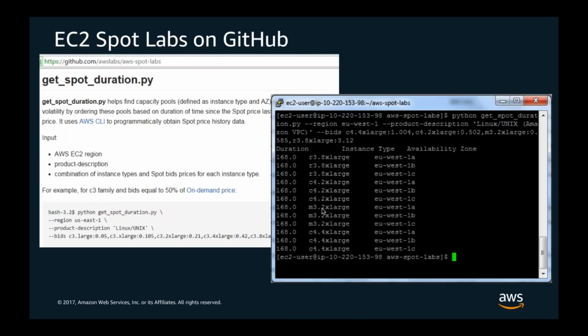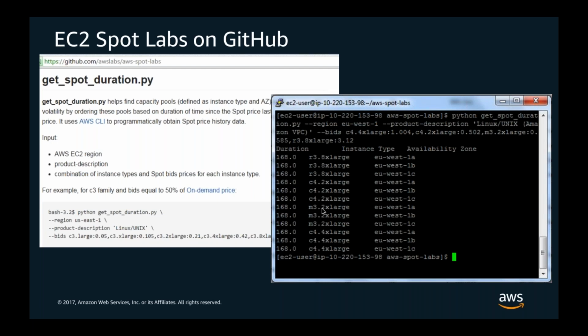So we also have a GitHub repo where we publish open source tools that allow you to take advantage of the spot market. Here's an example tool, a tool called Get Spot Duration. It's a Python script. It's really doing roughly the equivalent of the Spot Bid Advisor that I just showed you, but it's a command line thing. It's in Python, and it uses the AWS Python SDK to pull that information from the pricing history.